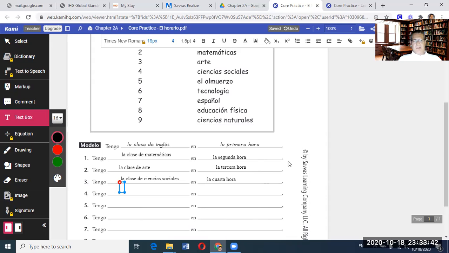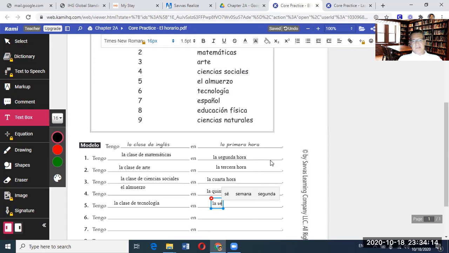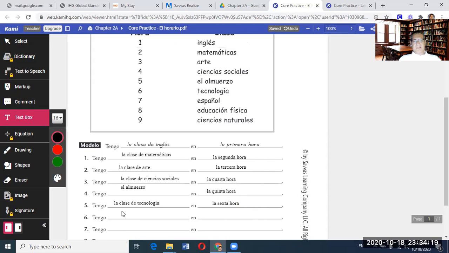What do we have in fifth period? El almuerzo. Tengo el almuerzo en la quinta hora. Fifth period. Tengo la clase de tecnología en la sexta hora. Sixth period. Tengo la clase de tecnología en la sexta hora.